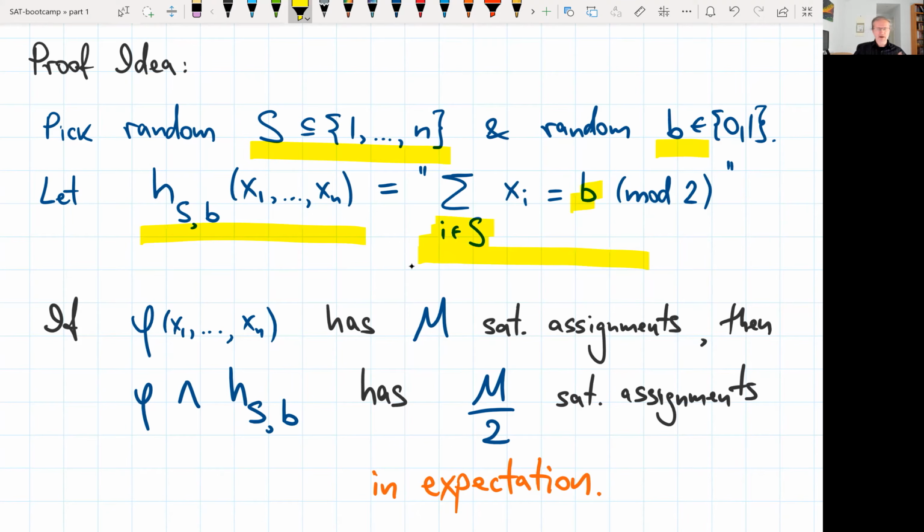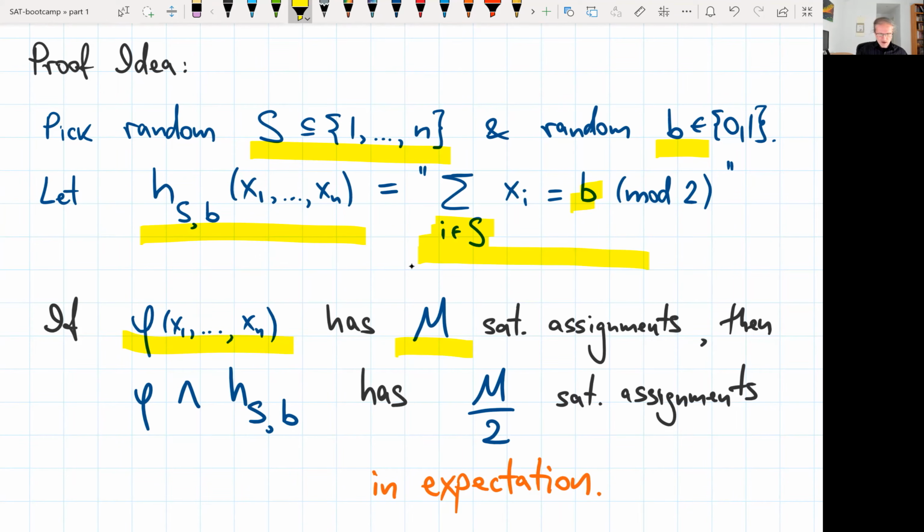Okay, so it's a random parity constraint on the set of variables x1 through xn. So how does it help to introduce this random parity constraints? Well, let's think. Suppose I have formula phi on n variables, which has some number capital M satisfying assignments. Let's assume that M is positive, so formula phi is actually satisfiable.